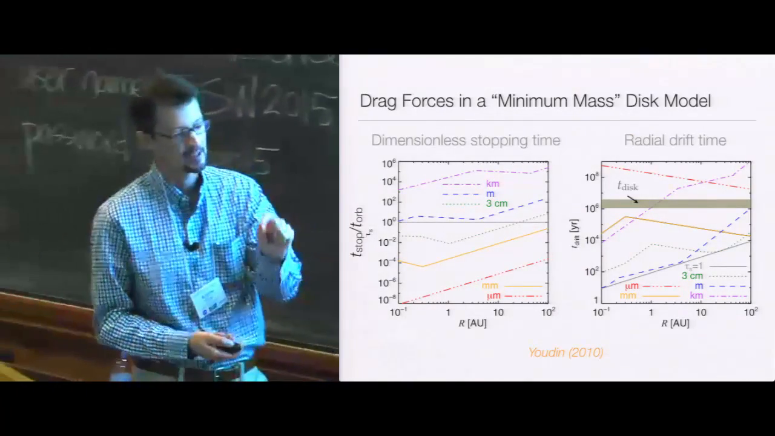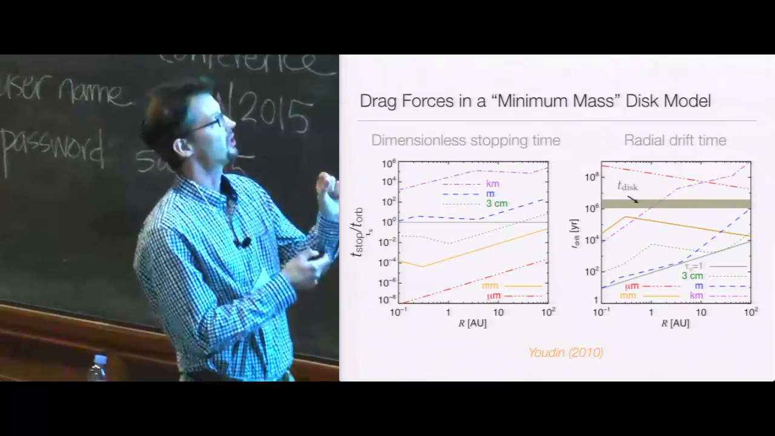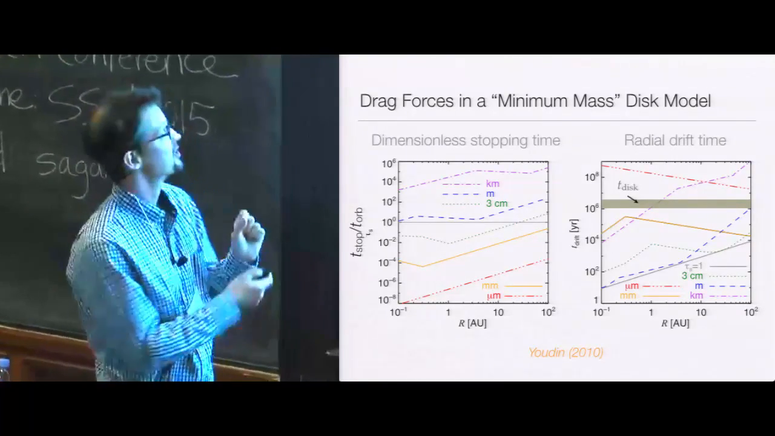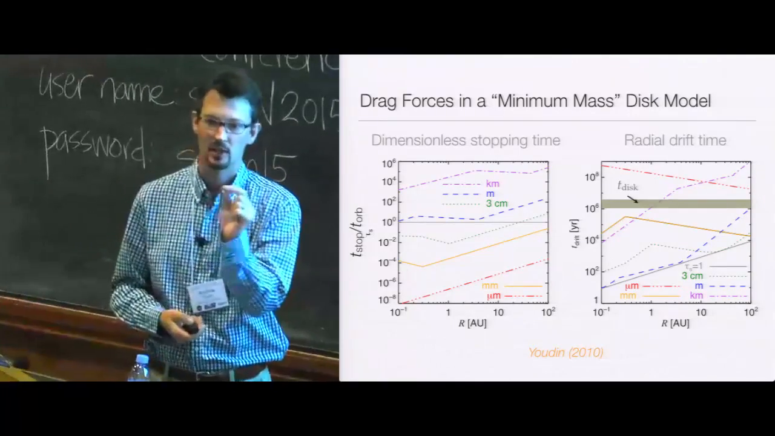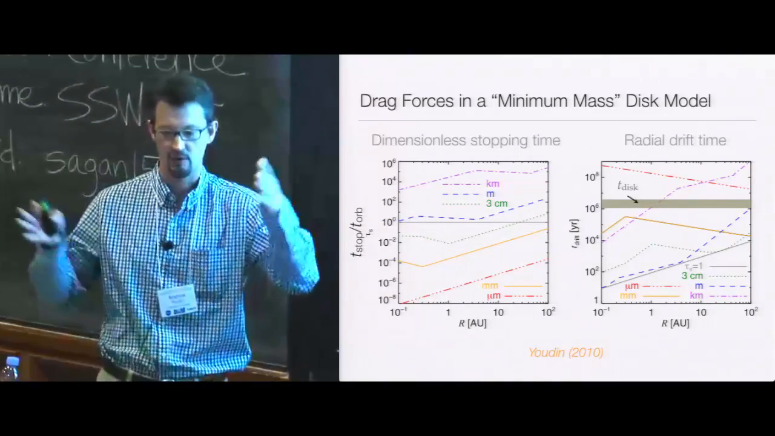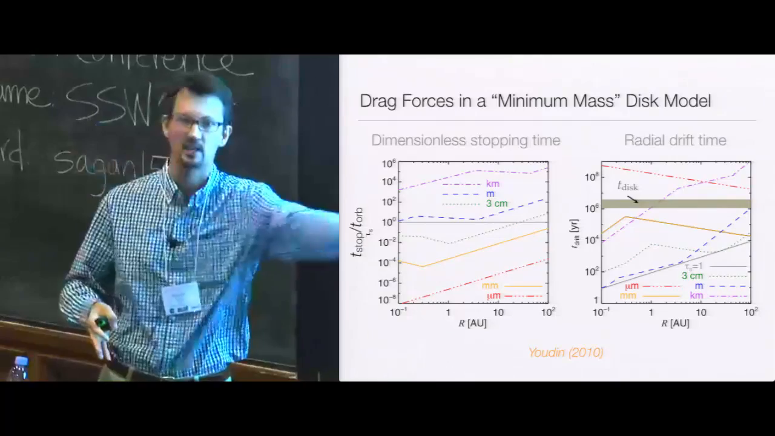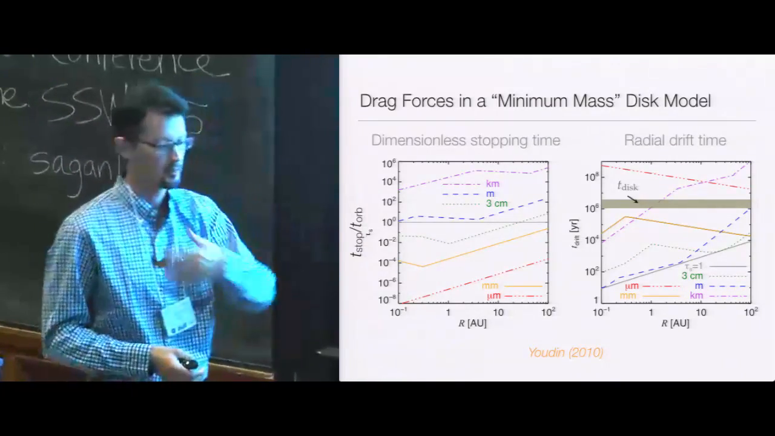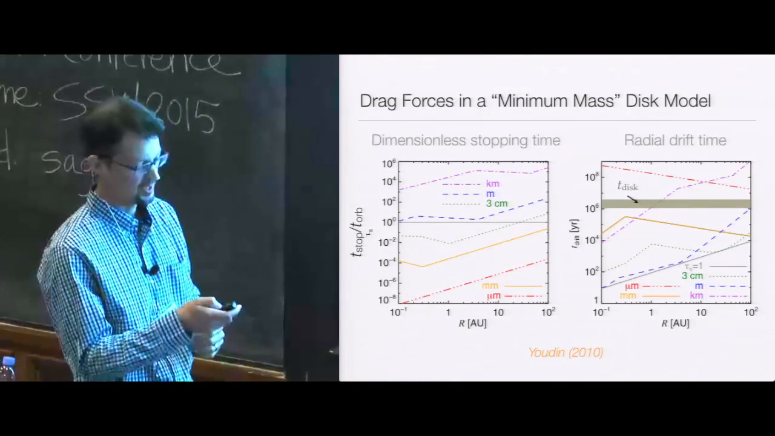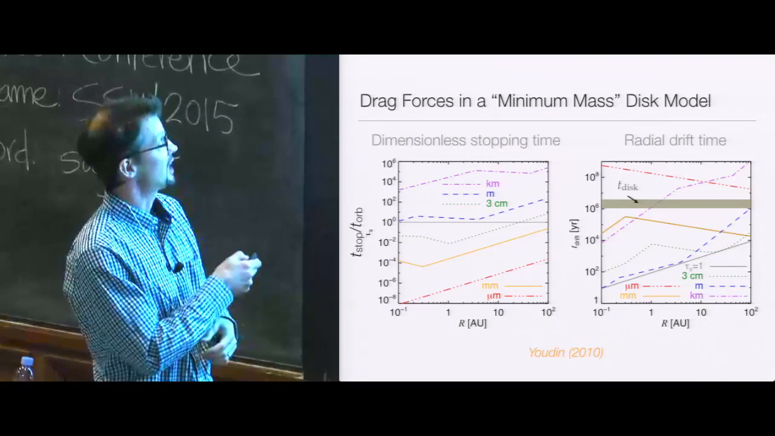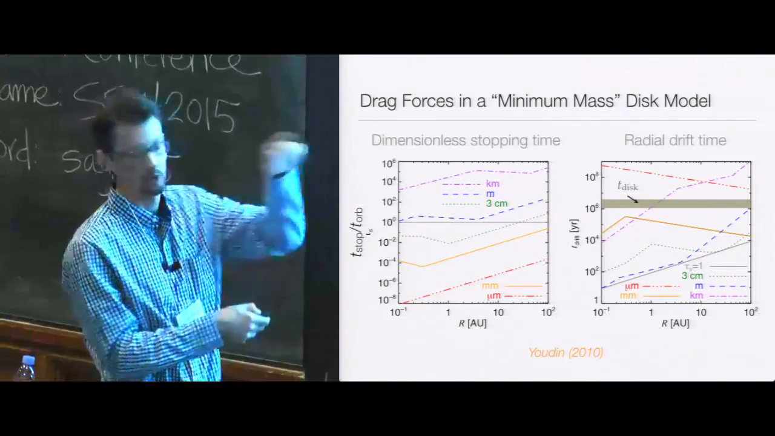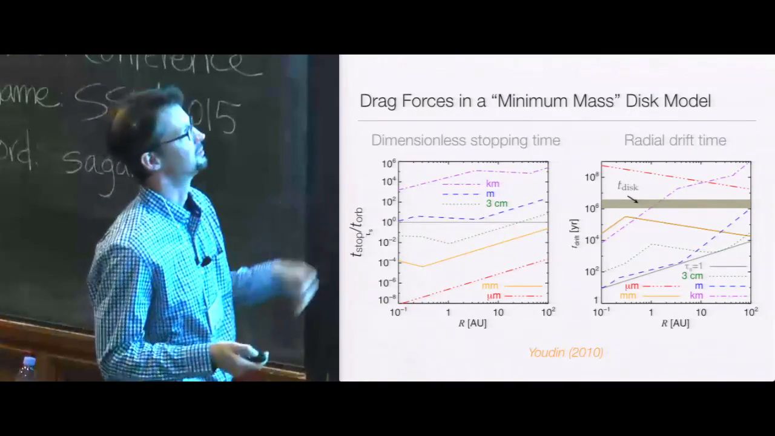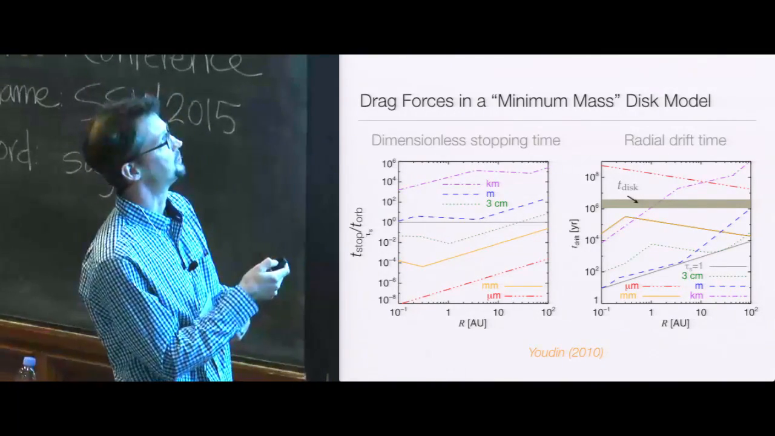So what is it that sets the meter size as being special? What matters is the so-called stopping time scale, the aerodynamic time scale of the particles. It's the time, if you have a relative velocity between particles and gas, to exponentially damp that relative velocity. So the absolute time scale is not what matters. It's the ratio of that time scale to the orbital time scale, like 2 pi over a year at 1 AU.